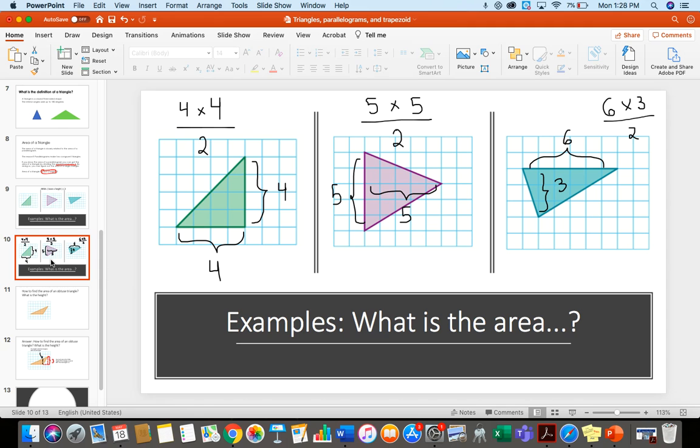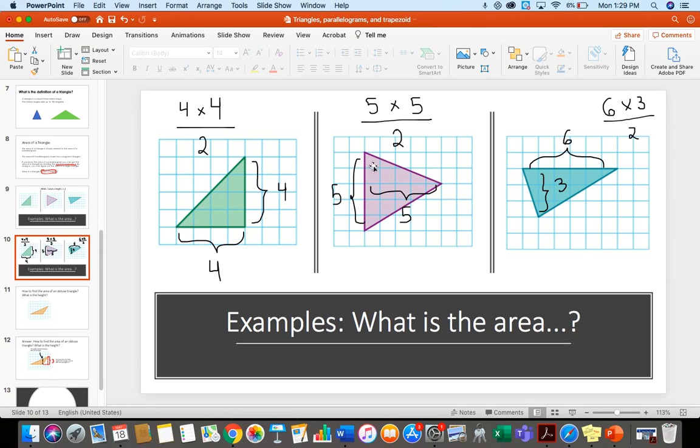Okay, hopefully you tried those on your own, so I'm going to show you how you find this. We're looking at the base. We're going to count the bottom: 1, 2, 3, 4. We find out the base is 4. Height is 1, 2, 3, 4. Height is 4. We know that the area of a triangle is base times height divided by 2. So we go 4 times 4 divided by 2. 4 times 4 is equal to 16, and if you divide it by 2, you get 8.